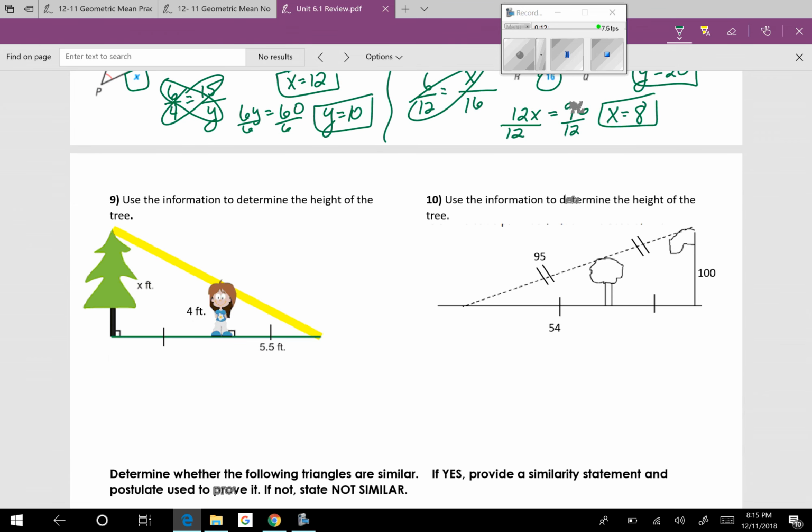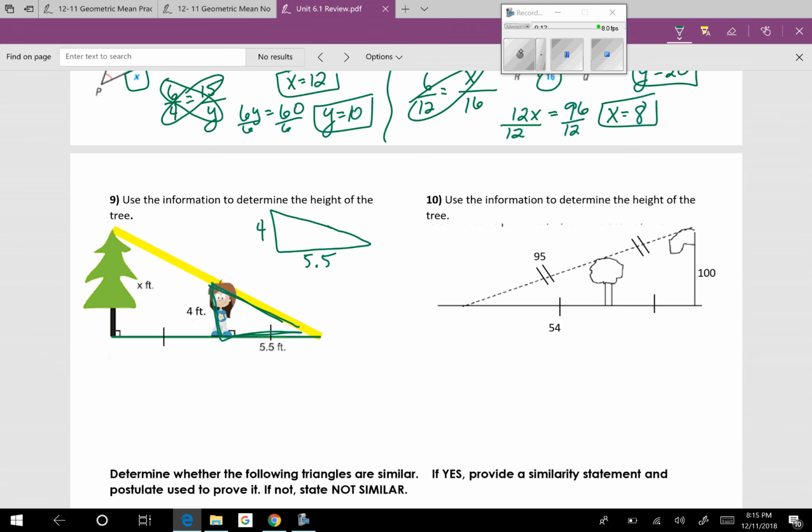Okay, next one here. These ones, they're shadow problems, guys. They're just really two triangle problems. So you have your big triangle here with the tree, and then you have your little triangle with the person. So you're looking at these measurements here. So if I were you, I would draw the small one out separately. So we have the 4 foot here, and then this is 5.5. And then you have your big triangle here. This is x.